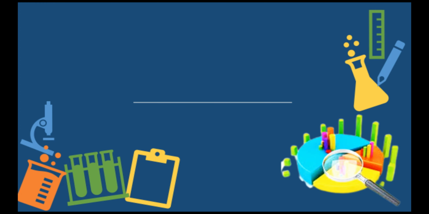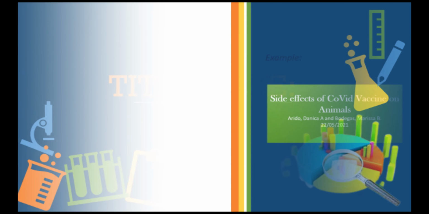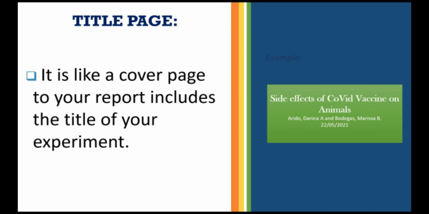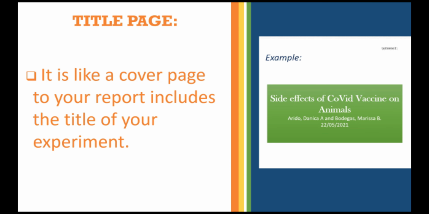Okay, so let's start with the first part, which is the title page. The title page is like a cover page to your report and includes the title of your experiment, for example, side effects of COVID vaccine on animals. The first line is the title of the experiment, followed by the author's name and the date it started.